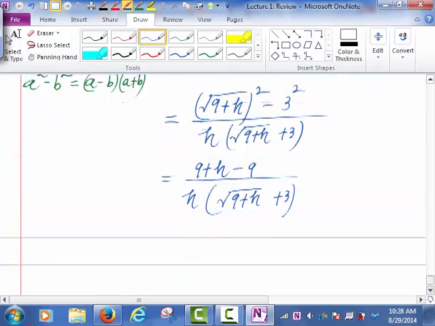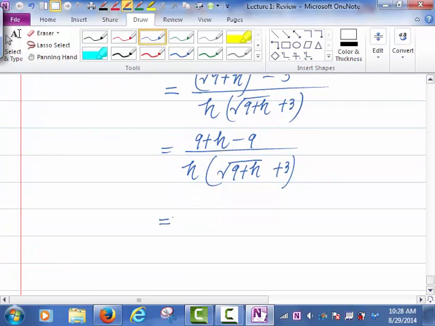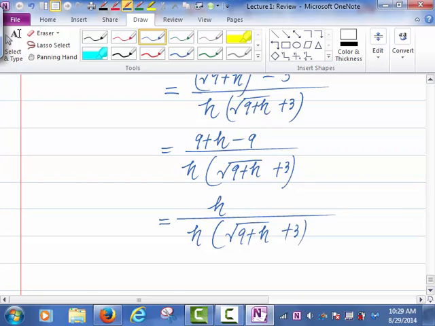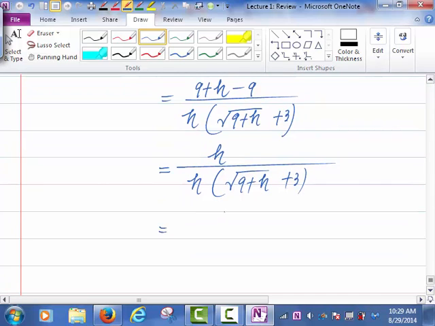Okay, and this is equal to, 9 cancels out, right? And then you end up with only an h, right? So you get h over h times this, and then you can cancel out the h's as well, so you get 1 over root of 9 plus h plus 3. Is everybody okay with that? So you rationalize the numerator, but you ended up with a root in the denominator, right? Is everybody okay with that?